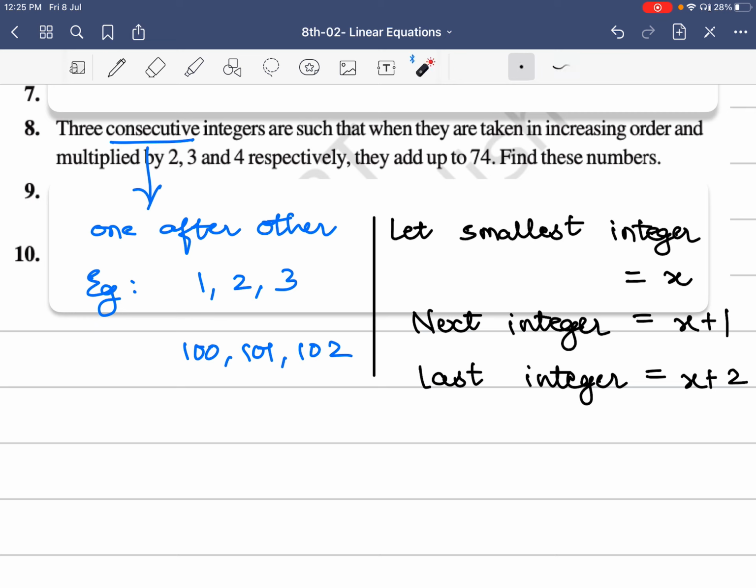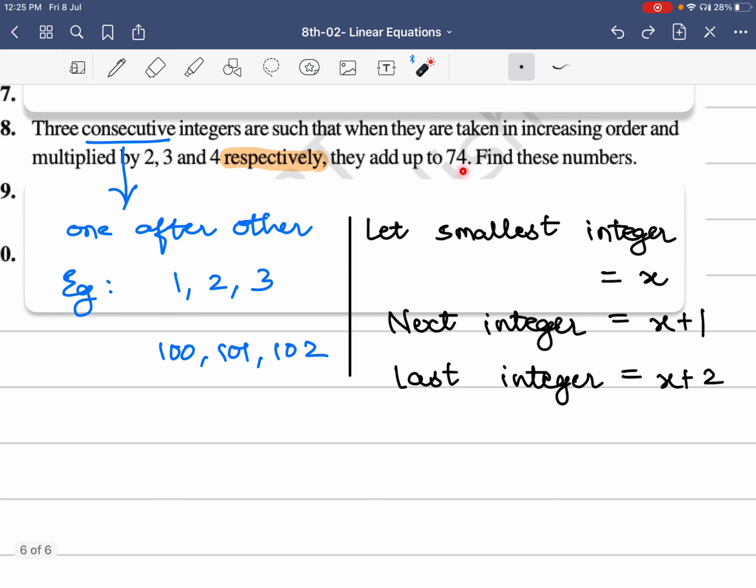Now the question says they are taken in increasing order. So this is their increasing order: smallest, next and the last, and they are multiplied by 2, 3 and 4 respectively. Now this word respectively is very important. These three numbers are taken, and each of them is multiplied by 2, 3 and 4 in that order. That's what the word respectively means. Then the addition is 74.